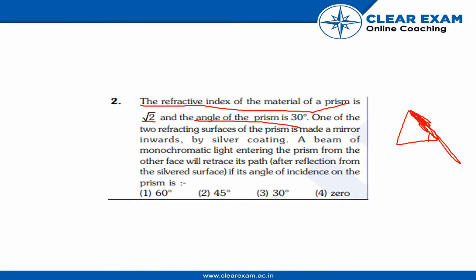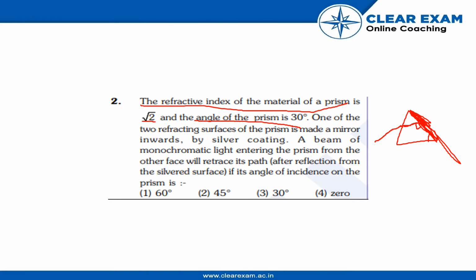And a beam of monochromatic light is entering the prism from the other face. So light is entering from here, and the light entering the prism from the other face will retrace its path. So we need to find the angle of incidence such that this ray after entering the prism will retrace its path. So it's only possible if the angle of incidence on the other face, this face, is 90 degree. So it will just bounce back and follow the path it has followed earlier.